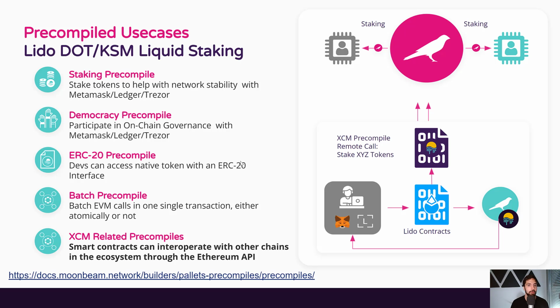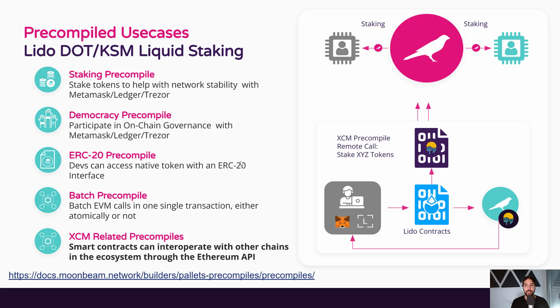I mentioned staking, but you can also access democracy features, right? And participate in democracy using your MetaMask, Ledger, Trezor, or whatever other compatible wallet. The example that I brought today is one of the most complex examples, and it's the one that Lido actually uses. This is really interesting because you're enabling liquid DOT and KSM liquid staking on another blockchain, right, which is Polkadot or Kusama, depending on which ecosystem, directly from Moonbeam or Moonriver.